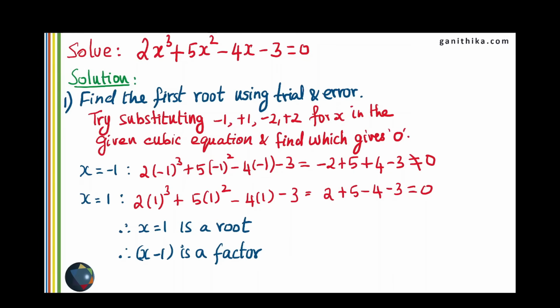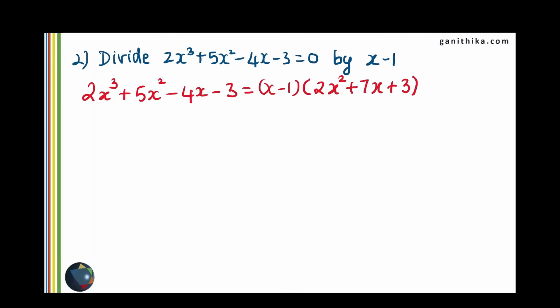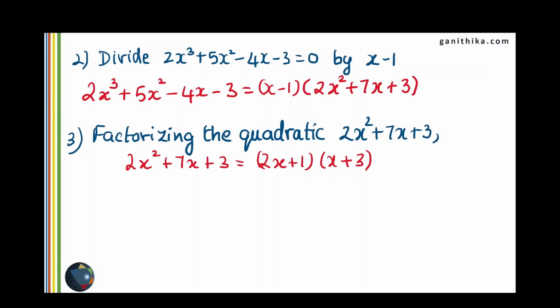Now we need to find the next two linear factors. In order to find them, we will divide the given equation by x minus 1, which means 2x cubed plus 5x squared minus 4x minus 3 can be expressed as x minus 1 multiplied by a quadratic. If you have not learned how to divide polynomials, follow the link given in the description below. Now we need to factorize the quadratic here, which is 2x squared plus 7x plus 3. And if you factorize it in the normal way, again, if you have not learned quadratic factorization, there is a link in the description below which you can follow and learn how to factorize quadratic equations. Now this equation can be factorized into 2x plus 1 and x plus 3.